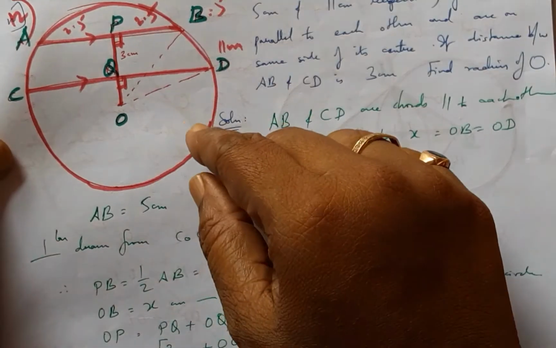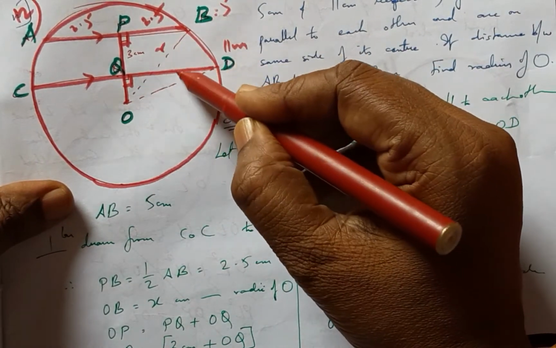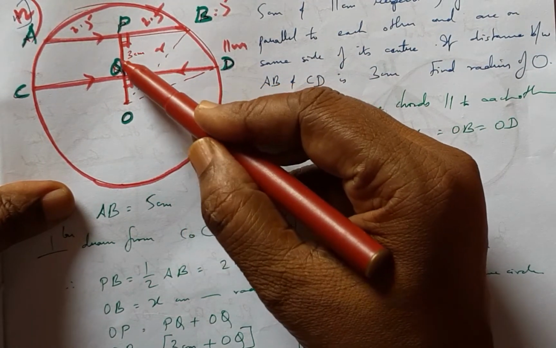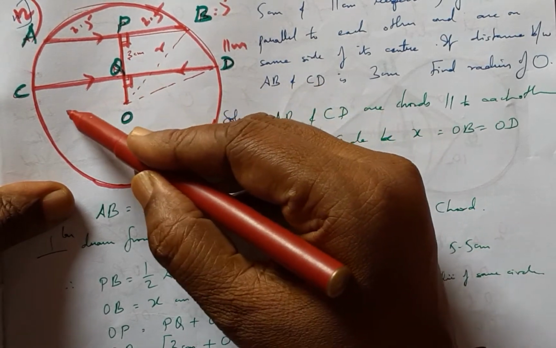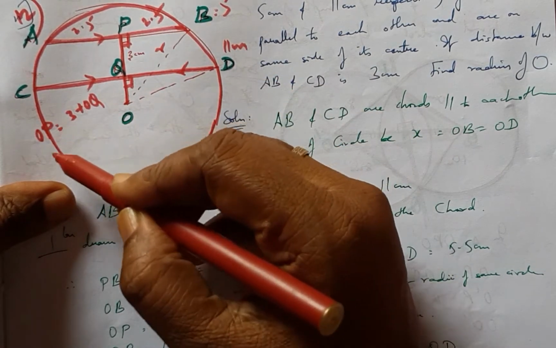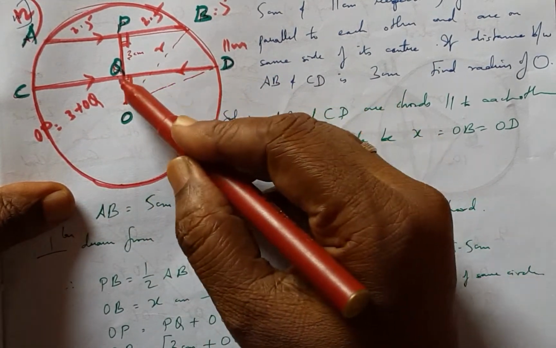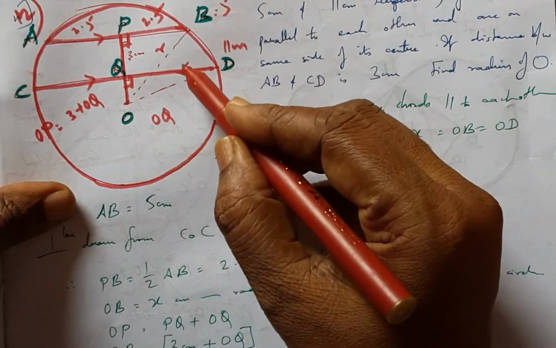Pay attention to this sum, a little bit complicated. We know that this is radius and this is radius, and we know only this part and not this part. We have to add 3 plus OQ to get OP, that is the OP value. And for this right angle triangle, it is only OQ, and this part is 5.5.